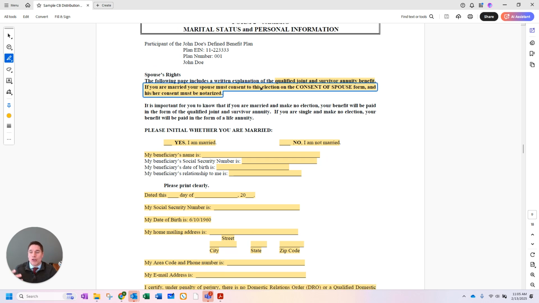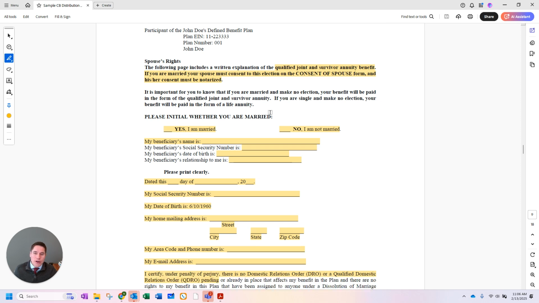Right here, the marital status and personal information. So this is just asking about who you are. Who the beneficiary is. So it says a qualified joint and survivor annuity benefit. If you are married, your spouse must consent to the election not to receive the qualified joint and survivor annuity benefit. And I'm recommending that you don't receive that annuity. And so right here, are you married or are you not married? My beneficiary's name. If you're married, this is just the name, Social Security, date of birth, and relationship of your spouse. If you're not married, then you'll want to indicate who your other beneficiary would be to receive this money in the case that you die.